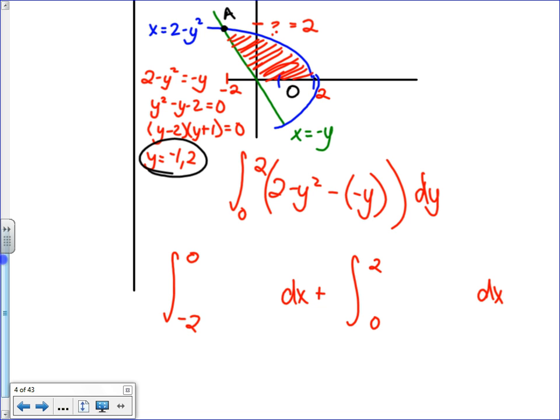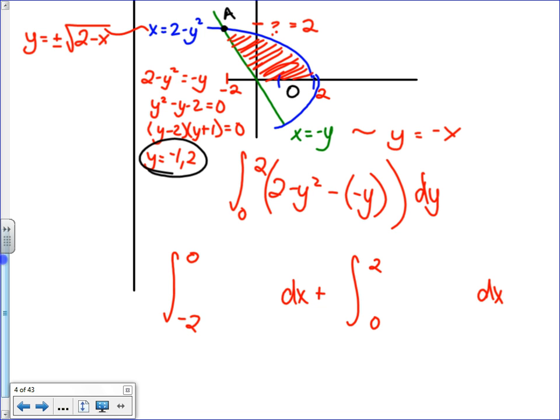Okay. Uh-oh. If I have dx, what do I need my functions in terms of? What are my functions in terms of right now? Y. Bummer. So to get it in terms of x, what do I have to do? Y equals plus or minus. This one's easy. Okay. Y equals -x. Ta-da! Yay, we have one.